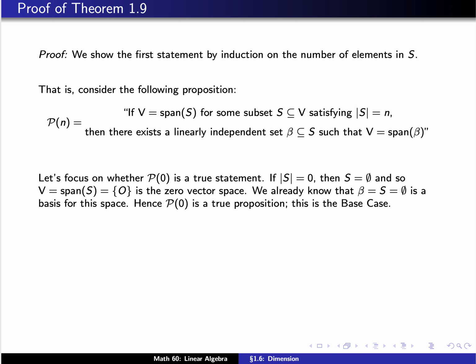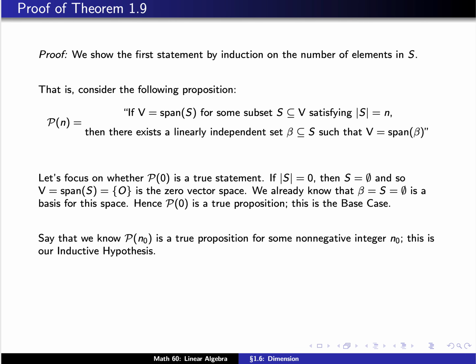Let's focus on the case when n is equal to 0. That is, let's say that we have a set S that has no elements. In this case, S will be the empty set, and the span of the empty set we know is the trivial vector space. Since we know the empty set is a linearly independent set, we see that proposition P of 0 is true. That is, that the zero vector space does indeed have a basis.